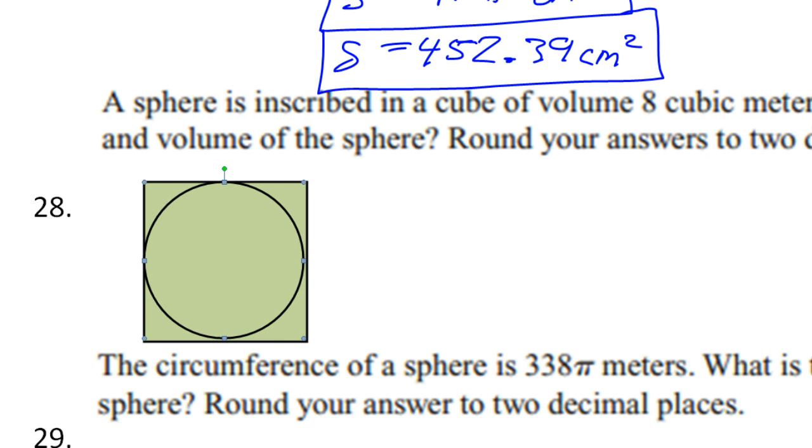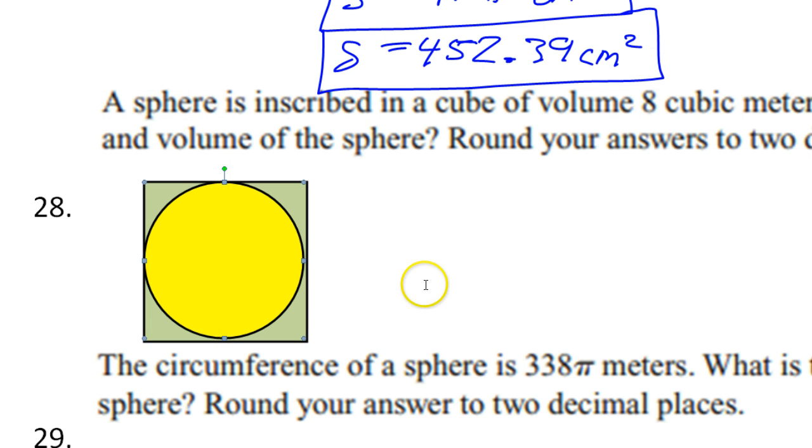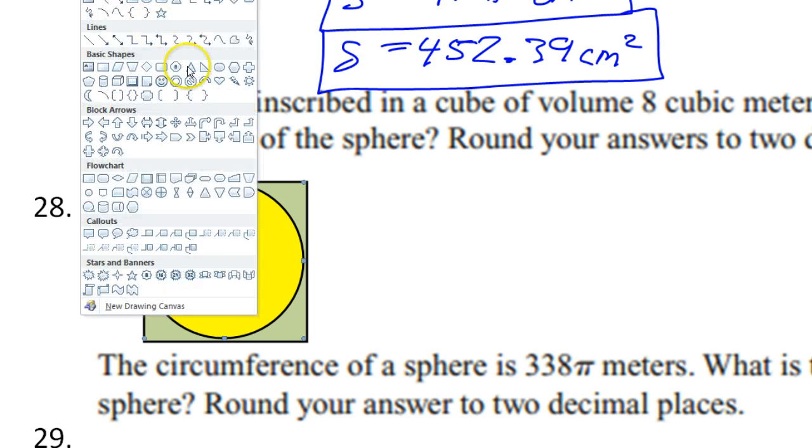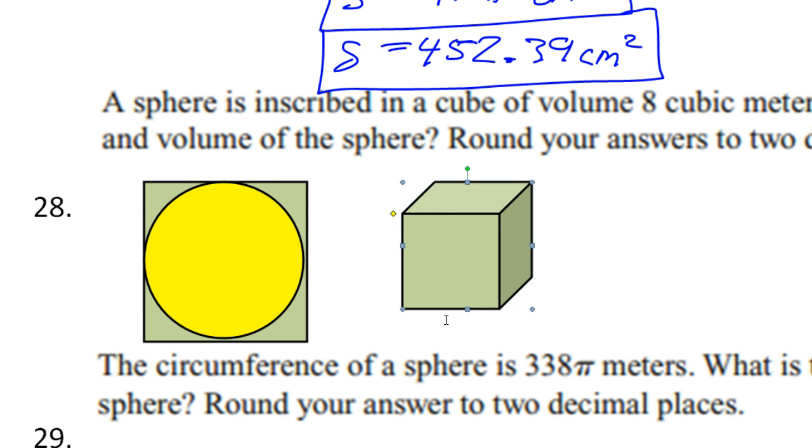Okay? So imagine that that is a sphere sitting inside of a cube. Now the volume of the cube is 8 cubic meters. So let's start by figuring out what the sides of this cube would be. Let's see. Do I have a cube shape in here at all? Okay, so I can get a little cubicness happening.